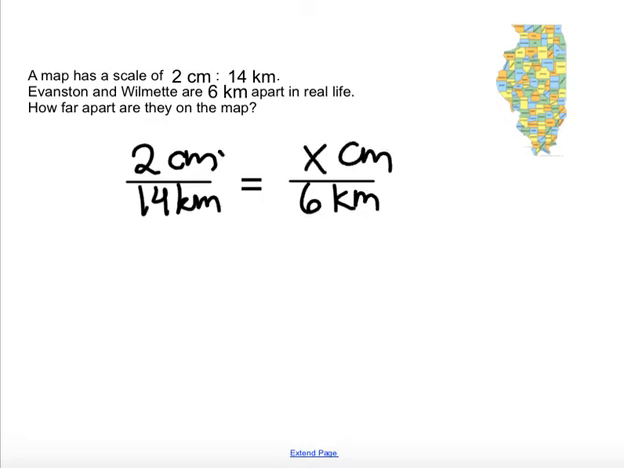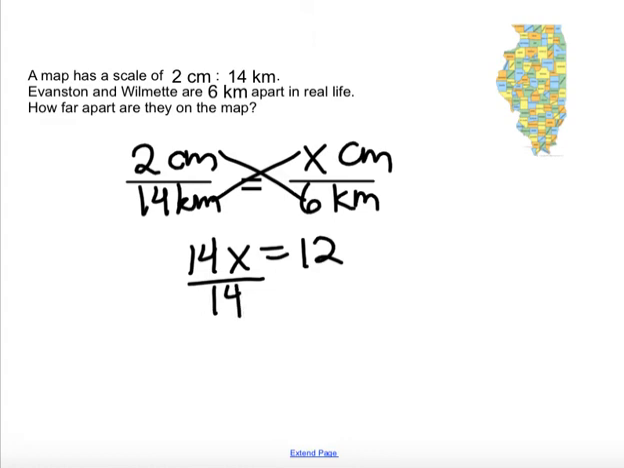And in this one, let's cross multiply. And we get 14x is equal to 12. So I divide by 14, and I get that x is equal to 6 over 7 centimeters. 6/7 of a centimeter is x.